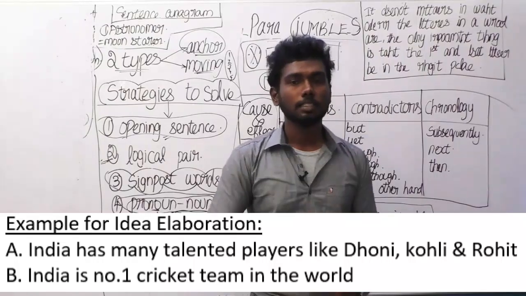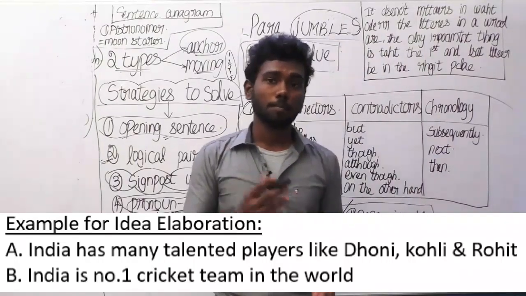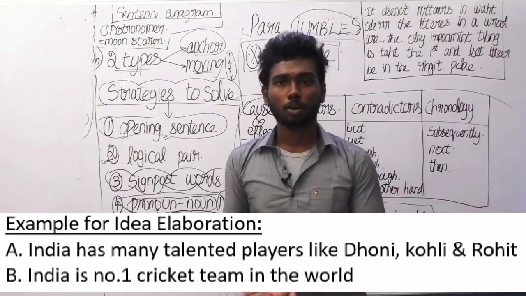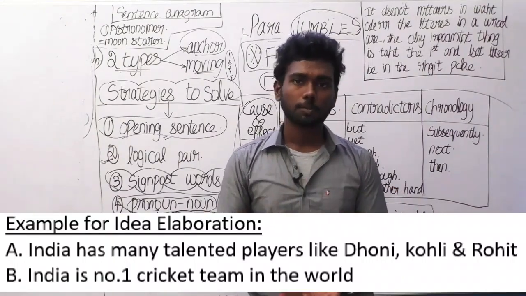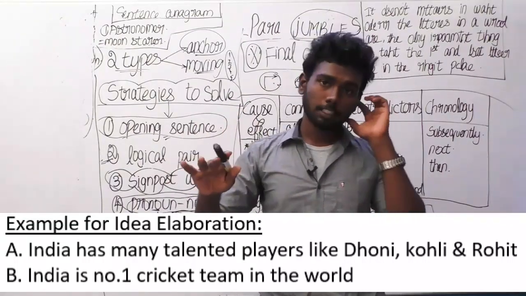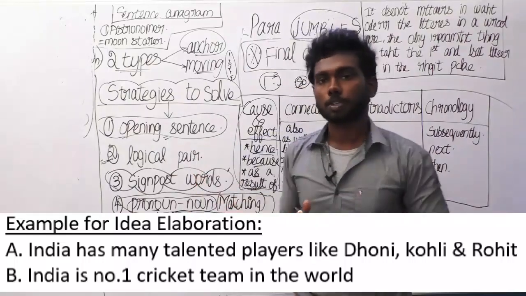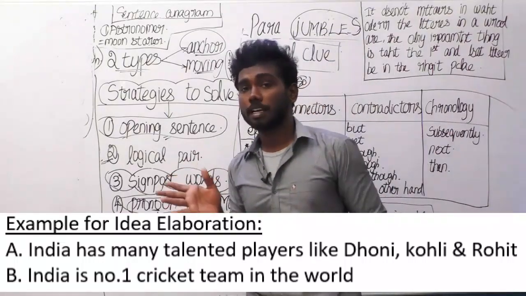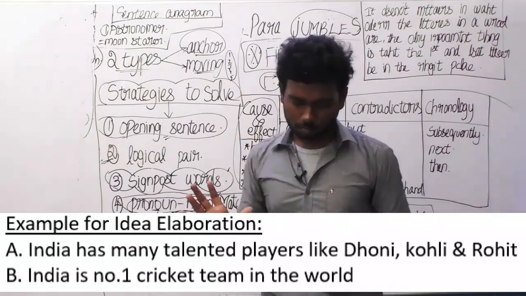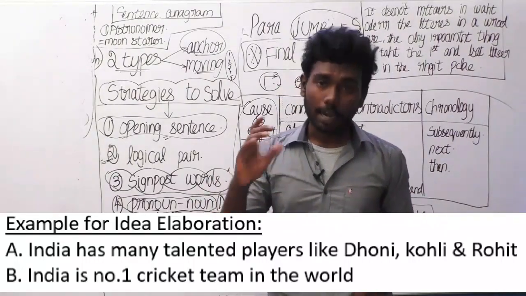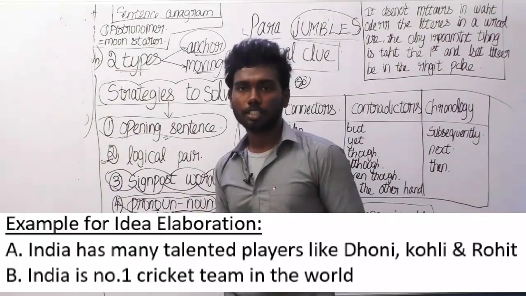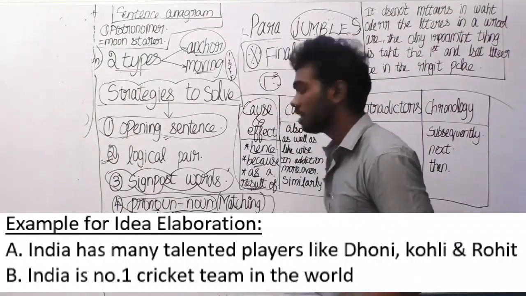The first sentence explains the three main talented players in the cricket team: Mahendra Singh Dhoni, Virat Kohli and Rohit Sharma. The second sentence says India is a team which is in the number 1 position all over the world. If you look at this example very clearly, the idea will be explained before.